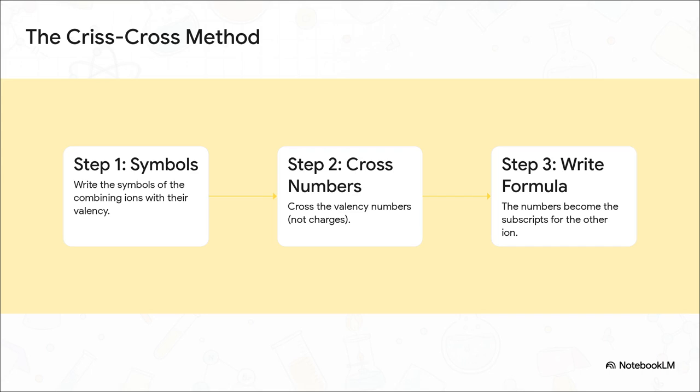1, write down the symbols. 2, write their valency, the number of hands right above them. And 3, you just crisscross those numbers down to the bottom corner of the other symbol. That's it. Let's actually do one so you can see how easy it is.